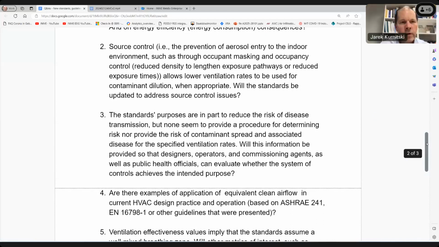Yeah, it is the same as the European approach. So no face masks are taken into account in the calculations. However, these are a kind of additional complementary measure which can be used, but not taken into account in the standard.